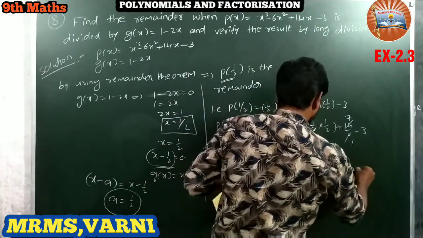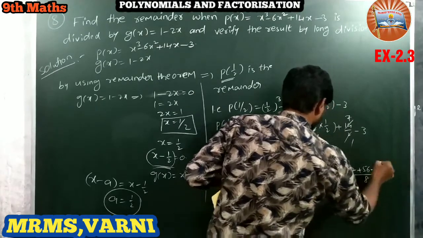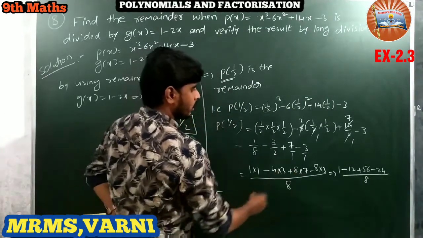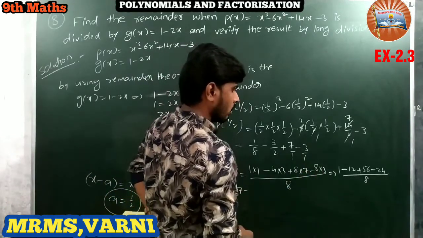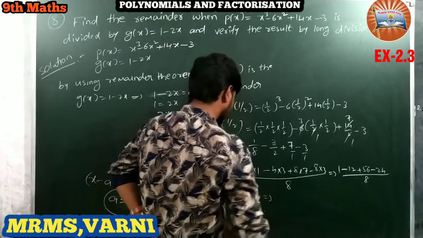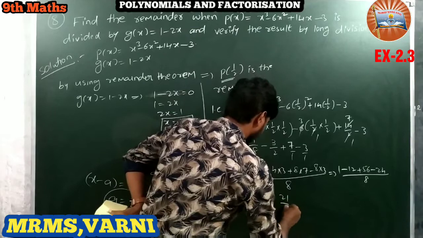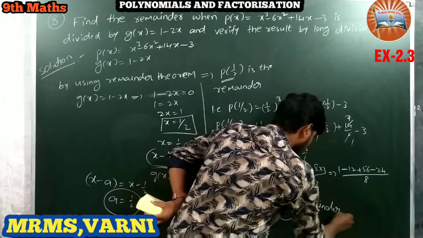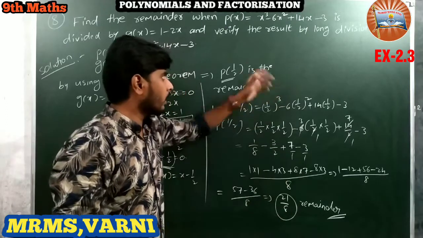So 1 minus 12 plus 56 minus 24 by 8. So what becomes? It is 57 minus 36 by 8, nothing but 21 by 8 is the remainder. Okay, so 21 by 8 is the remainder we got here. We have to verify this by long division now.